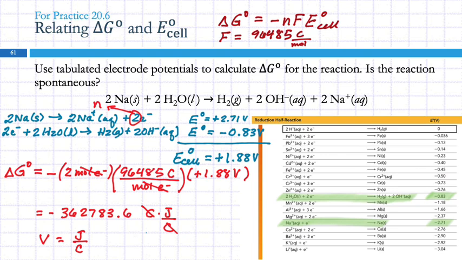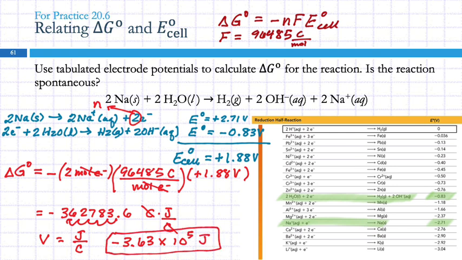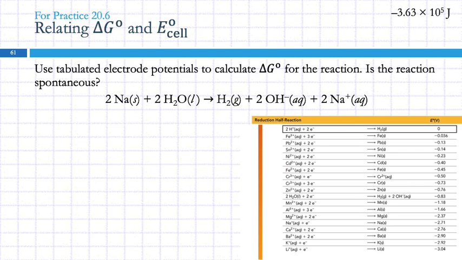So, what's a reasonable number of sig figs here? 3, yeah. So, negative 3.63 times 10 to the 5th joules. Could also be put into kilojoules. But the answer the book gives is in joules, negative 3.63 times 10 to the 5th.